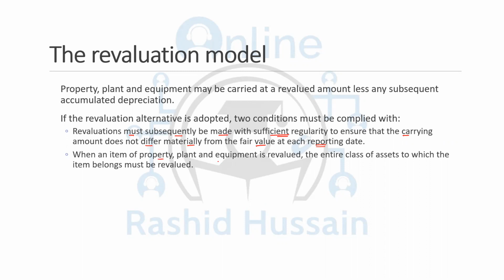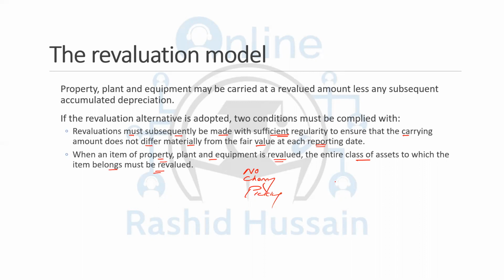When an item of property, plant, and equipment is revalued, this is again a very important point, and it can be tested in the multiple choice question or the objective test question as well. When an item of property, plant, and equipment is revalued, the entire class of asset to which it belongs must be revalued. And this is to ensure no cherry picking. You're not going to do the cherry picking. Cherry picking means you're not going to select the selective assets which have grown in value and ignore the ones which have decreased in value.